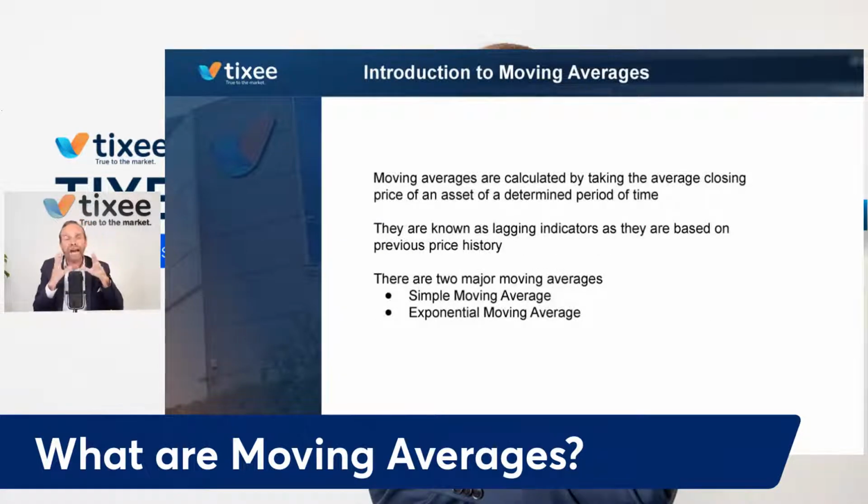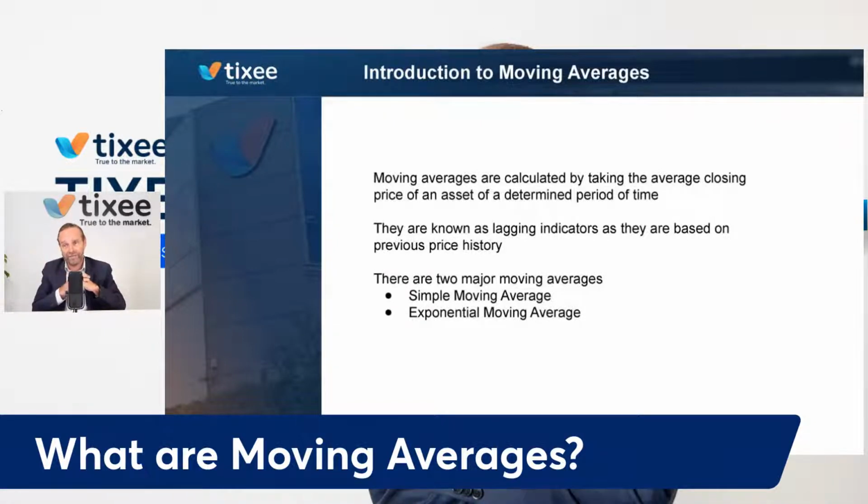Now, moving averages are calculated by taking the average closing price of an asset over a determined period of time. They are known as lagging indicators, as they are based on previous price history. There are two major moving averages: simple moving average and exponential moving average.